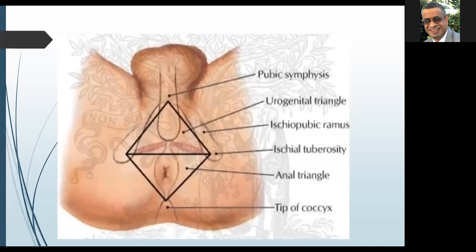These are the triangles of the perineum. Anteriorly, we have the urogenital triangle and posteriorly the anal triangle, divided by a plane between the ischial tuberosities.